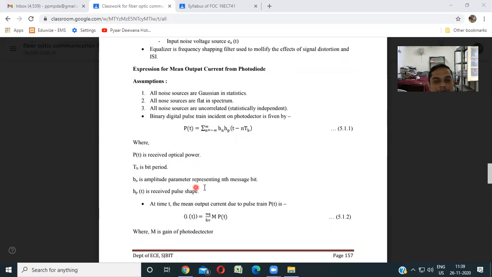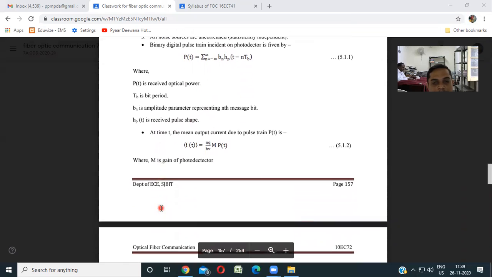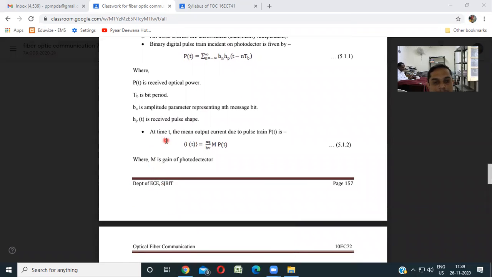Bn is the nth message bit. Then h_p is the received pulse shape. Here we have the h_p which decides the shape of the pulse. So at a particular time t, the mean output current due to the pulse train P of t is given by the following. For that particular time, how much current is generated due to the pulse train P of t?